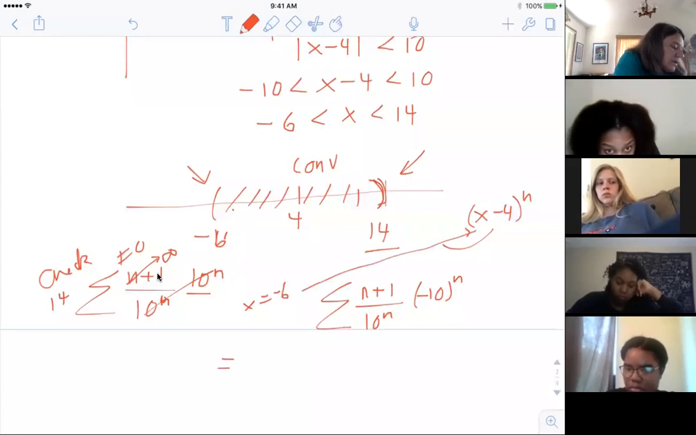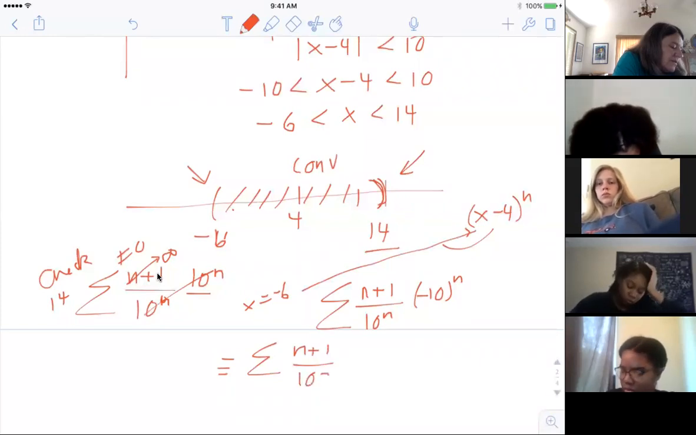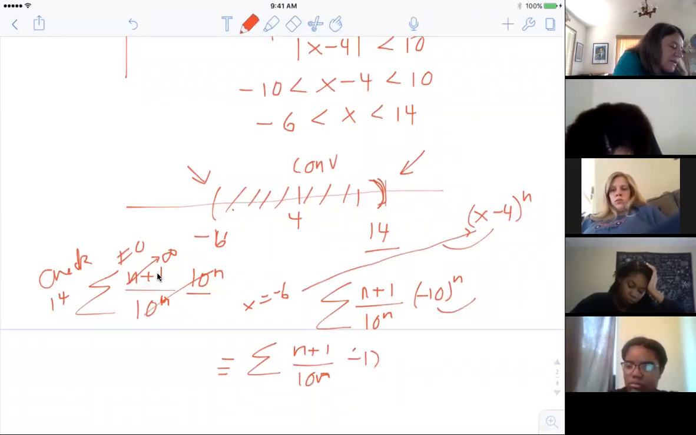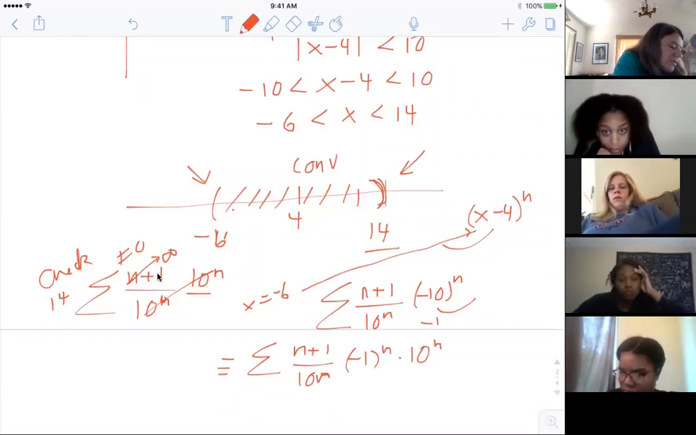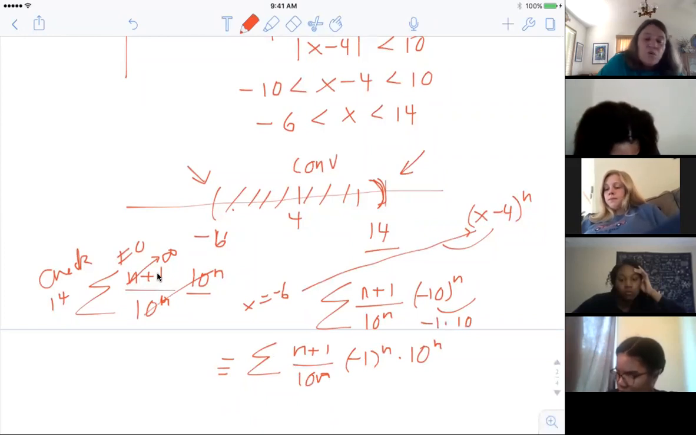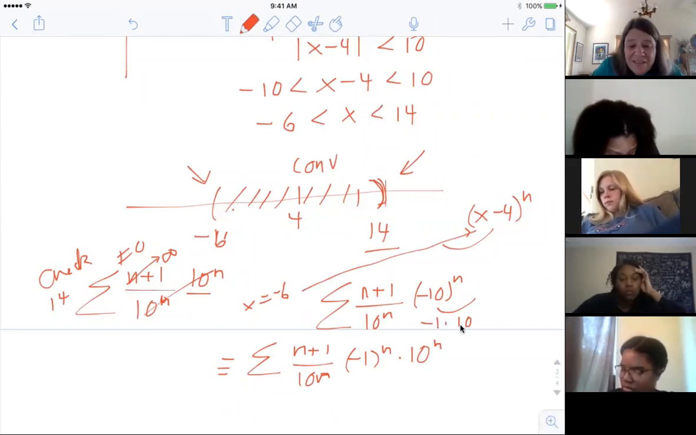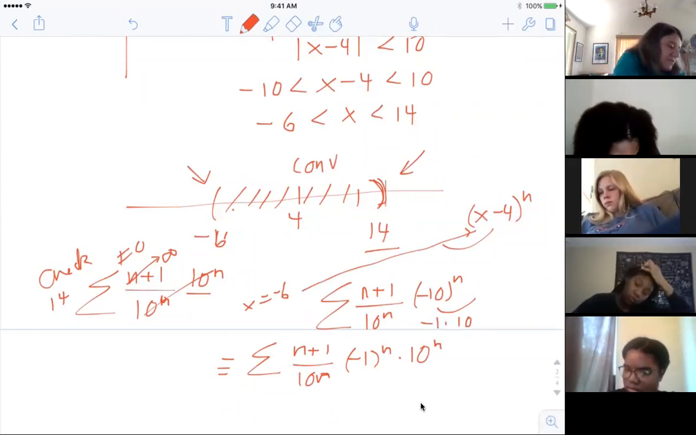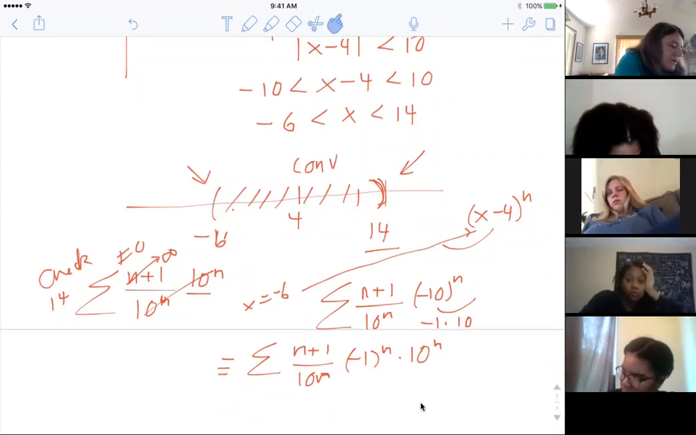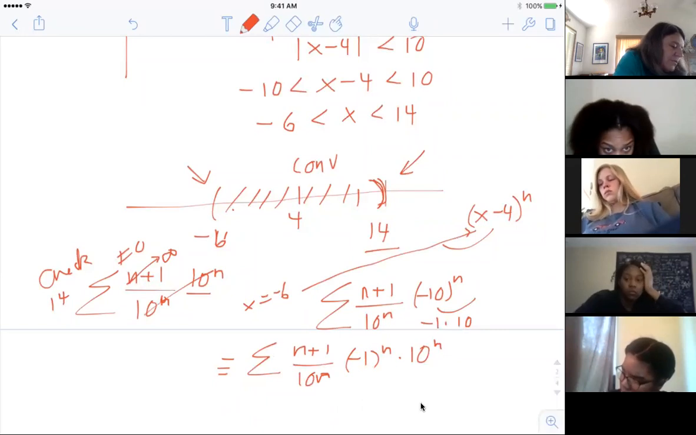All right, let's look at what happens here. I'm going to get (n plus 1) over 10 to the nth. I suggest we write this as minus 1 to the nth times 10 to the nth, because minus 10 is minus 1 times 10, and I can sort of separate the two. And I kind of need to do that because it'll make this cancel out here. Does everybody see that? Yeah. Okay, good. So I'm gonna cancel those out.